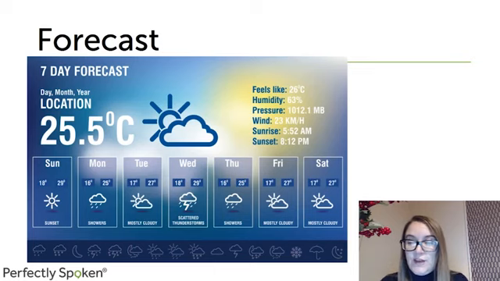So I'll just run through those again. Number 1, what's the current temperature? Number 2, what's the weather going to be like on Wednesday? Number 3, what's the weather like at the moment? Number 4, which day will be the hottest? And number 5, in your opinion, what day would be best for a picnic? So note down your answers and let's have a look together.